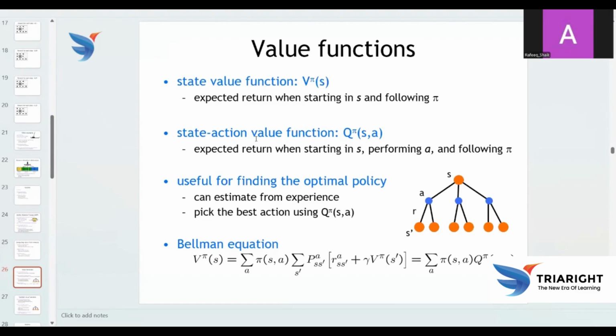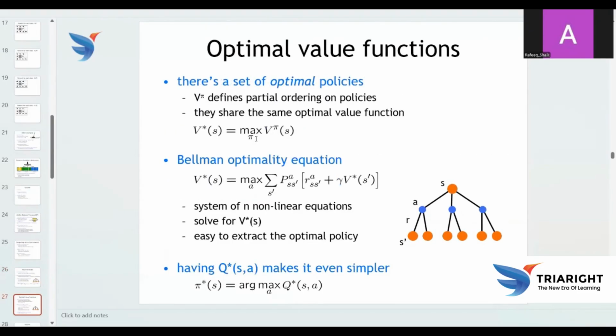We can estimate from the experience and pick the best action using Q pi of S comma A, right? So the Bellman equation and the optimal value function. There is a set of optimal policies where V pi defines the partial ordering on the policies. They share the same optimal value functions, right?